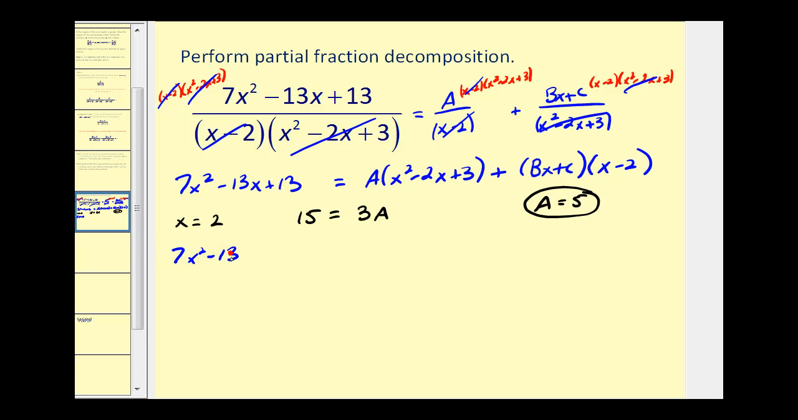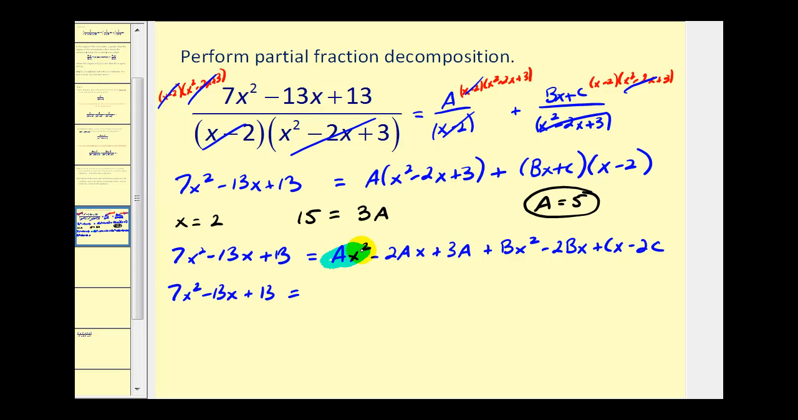So we're going to have 7x squared minus 13x plus 13 equals Ax squared minus 2Ax plus 3A plus Bx squared minus 2Bx plus Cx and then minus 2C. Now we're going to combine the like terms based on the power of x on the right side. So here are the x squared terms, here are the x terms, and here are the constant terms. So we'll have A plus B times x squared, plus negative 2A minus 2B plus C times x, and then for the constant terms we just have 3A minus 2C.